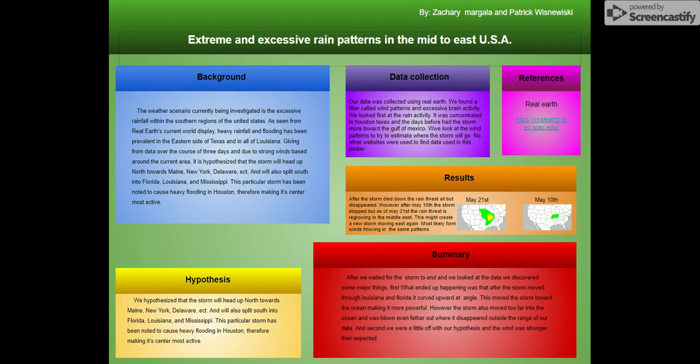Over the course of 3 days, we collected data and are able to conclude that on the first day, the storm was centered around Houston, Texas, and over the remaining 2 days, the storm advanced into Louisiana and Mississippi. From this advancement, we concluded our hypothesis that it would go up northeast and go into Florida.